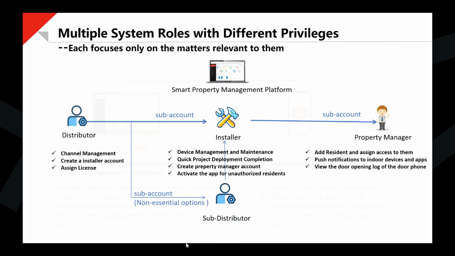So FCMS supports multiple role collaboration, with each role having clearly defined permissions and responsibilities. For example, a distributor can create installer accounts, assign licenses, and manage device resources. So the distributor first needs to add the units to their account, then create an installer account, and then assign the devices to the installer. So this is how it works.